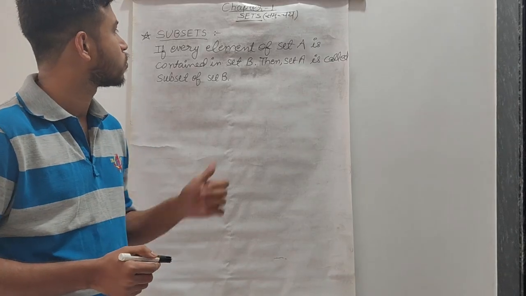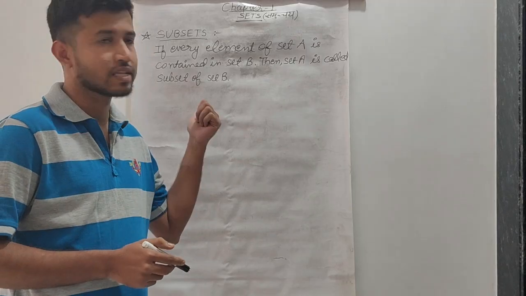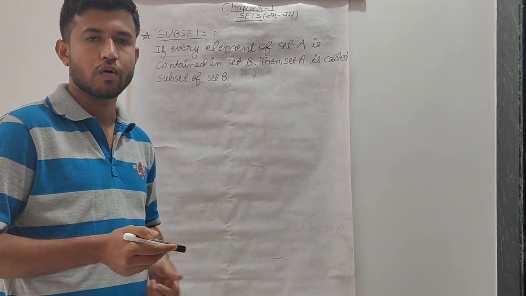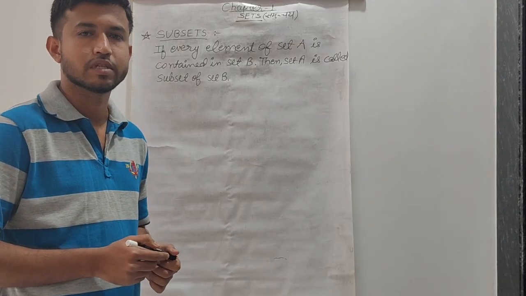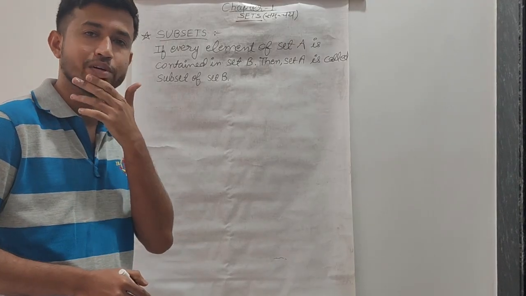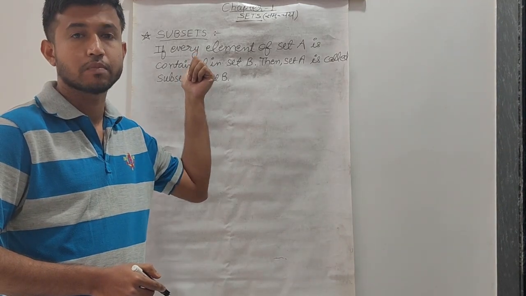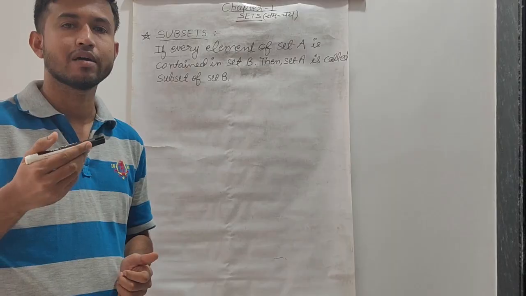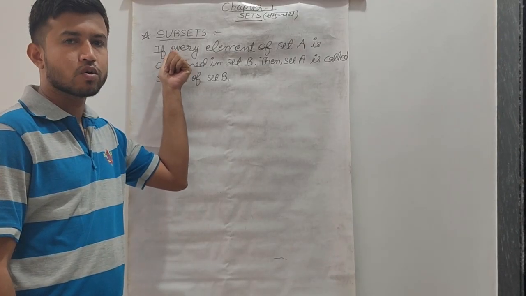Okay, so today we will study some types of set, or we can say parts of set theory: subset, power set, like universal set. So we are starting from the topic subsets. What do you mean by subsets? First, we will look at the definition.